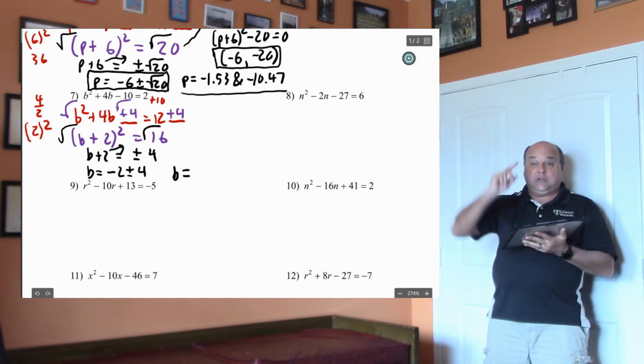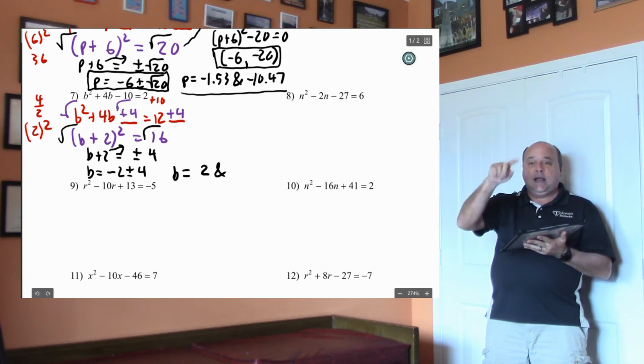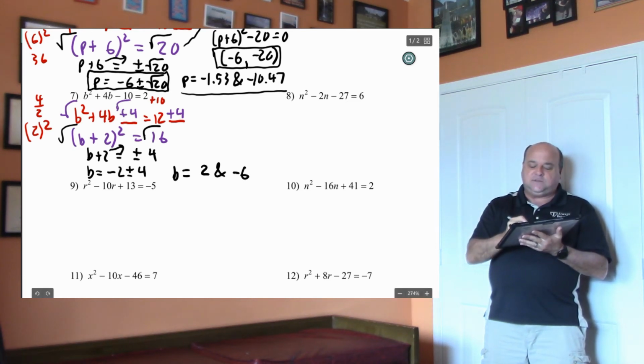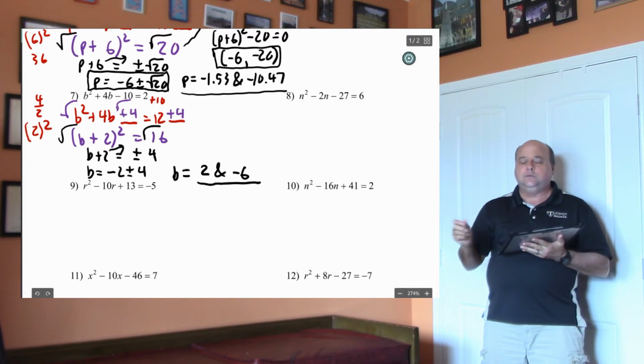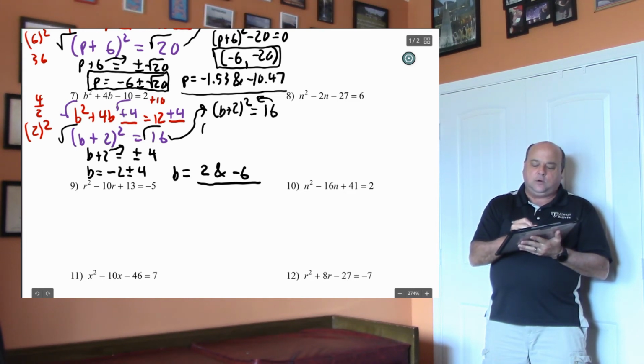So I'm just going to do it in my brain. Negative 2 plus 4 is 2. And negative 2 minus 4 is negative 6. Those are my zeros. Now then write this equation over here. b plus 2 squared equals 16. Move the 16 over. b plus 2 squared minus 16 equals 0. My vertex will be negative 2, negative 16, won't it?